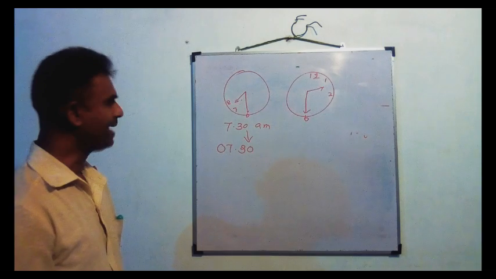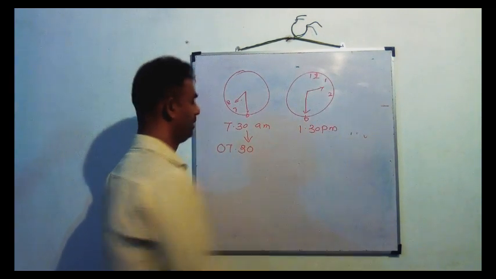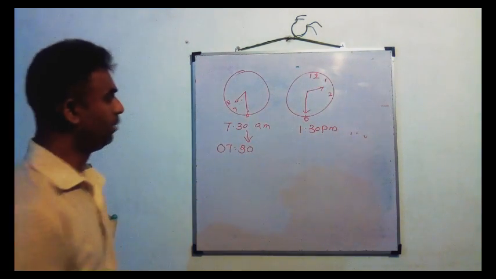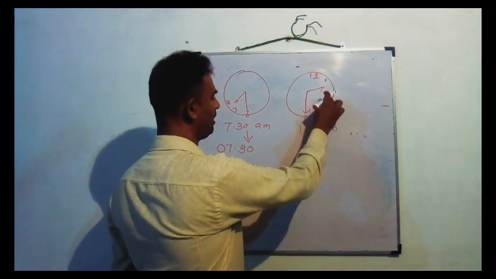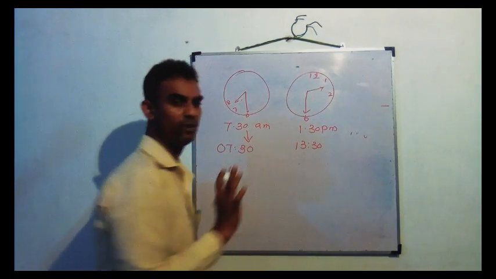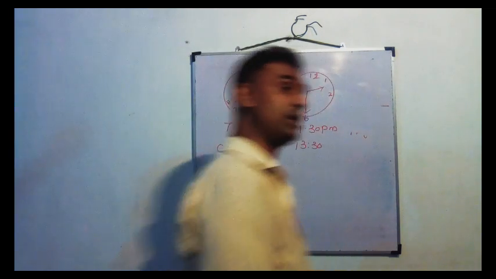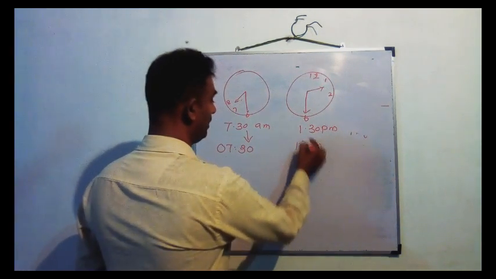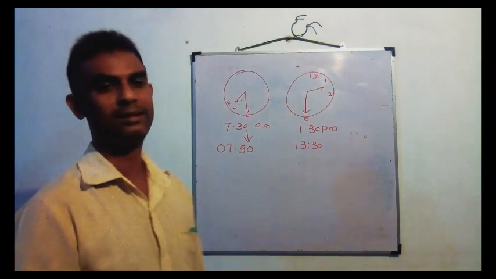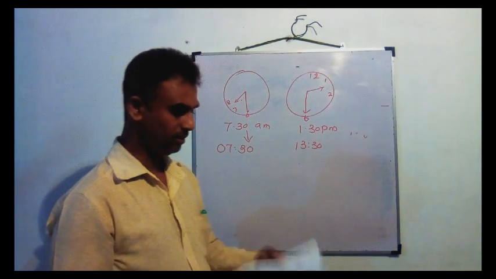07.30. Next, 1:30 p.m. In the 24 hour clock, we do not use the 1. Instead of 1, for afternoon we write 13, 14 and so on. 13:30, we do not mention AM or PM. 13 14 15 16 17 18 19 20 21 22 23, these numbers are related to PM. 1 2 3 4 5 6 7 8 9 10 11 are related to AM. That is the method we use.